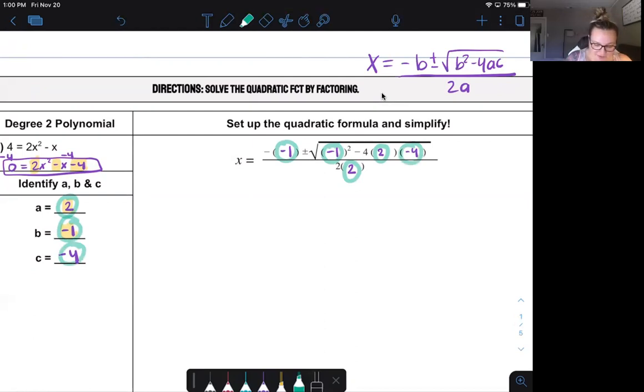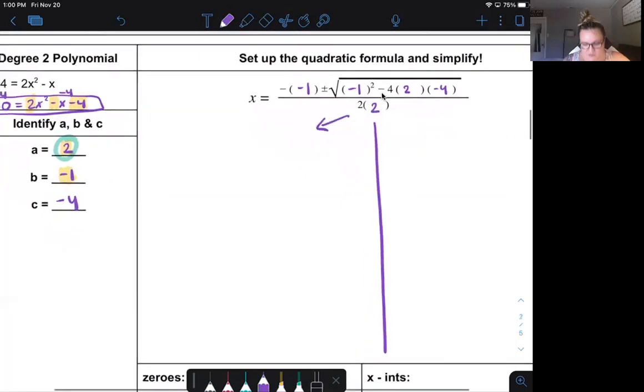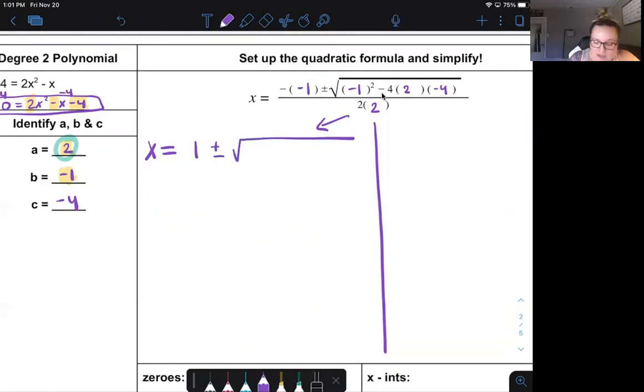Now we need to simplify this thing. So let's do it. I'm actually going to draw a line down the middle here and show my work going down off to the left side first, and then I'll come up to the right side if I need more room. So simplify it. x is equal to the negative of negative 1, which is positive 1, plus or minus the square root of negative 1 squared, which is 1. Negative 4 times 2 times negative 4 is what? Negative 8 times negative 8 is 64.